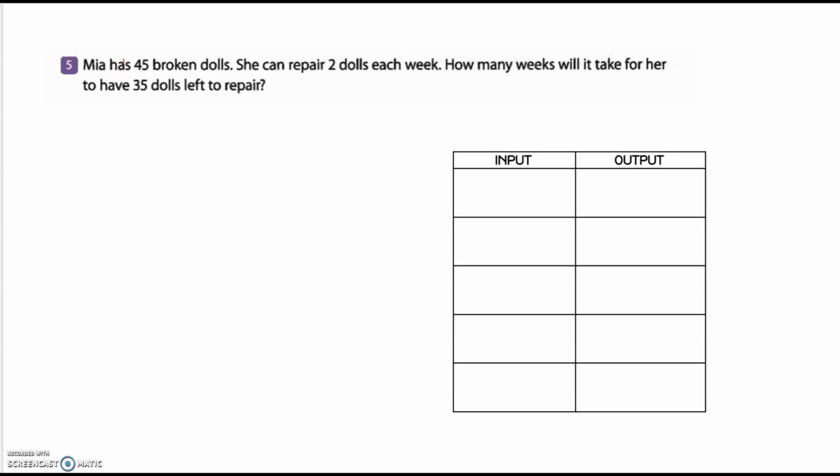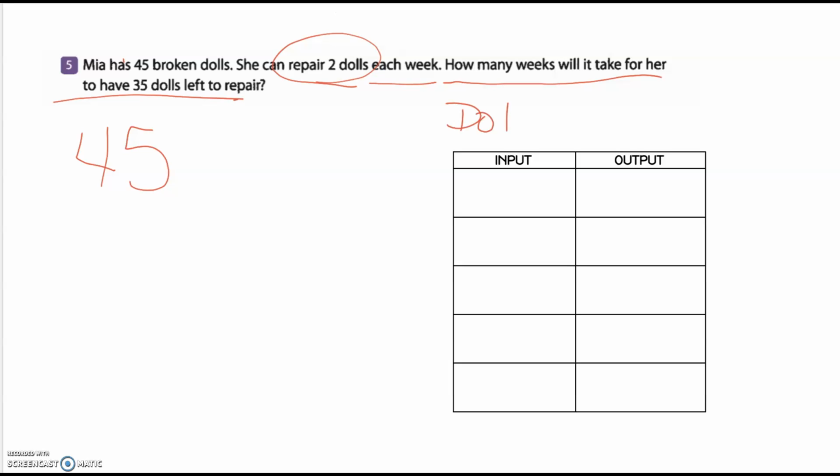Our last question has to do with dolls. Mia has 45 broken dolls. Poor Mia. She can repair 2 dolls each week. How many weeks is it going to take her to have 35 dolls left to repair? So I know that she started out with 45 dolls. I need to figure out how many she still has to repair.